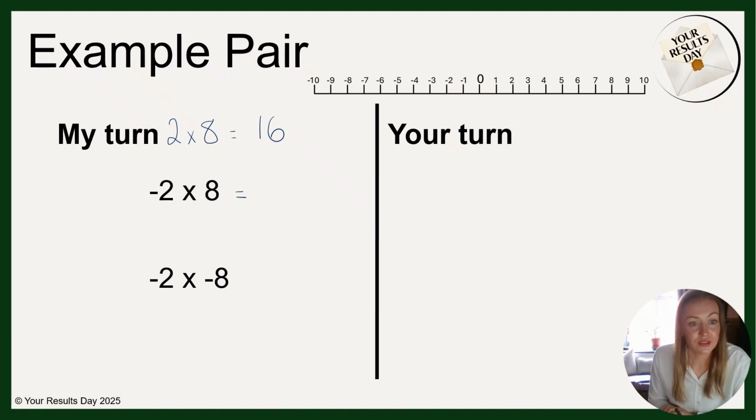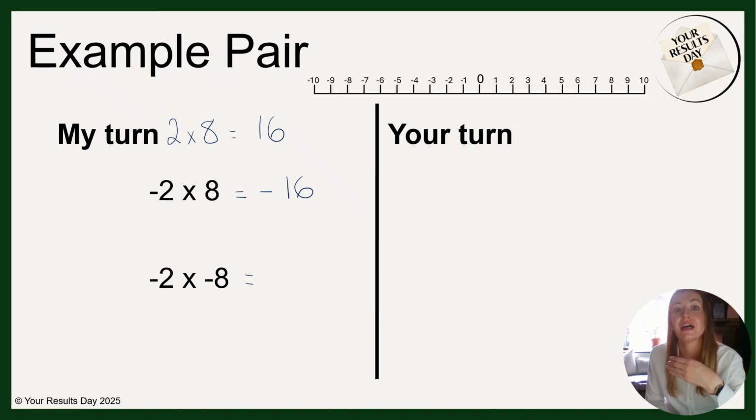Now I know if 2 times 8 is 16 and I introduce one negative, so I've now got negative 2 times 8, that will be negative 16. And then coming back to, for those of you that have ever heard someone say 2 negatives makes a positive, that is true in the case of multiplication. So in the previous one, negative 2 times positive 8 was negative 16.